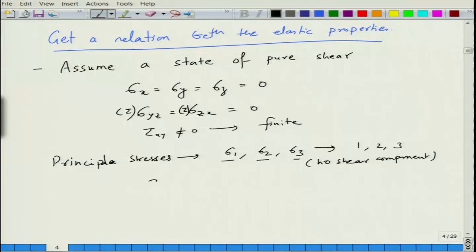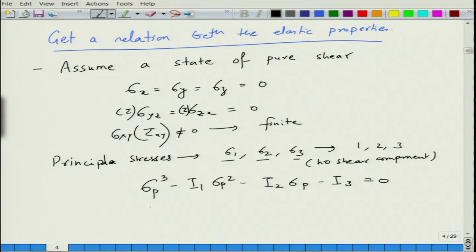So these are determined from this formula: sigma p cubed minus I1 sigma p squared minus I2 sigma p minus I3 is equal to 0, as we have seen earlier, and these I's are nothing but stress invariants. You can calculate the stress invariants from the formulas in the previous lecture, and if you put in these values of sigma x, sigma y, sigma z, tau yz, tau zx and tau xy, we will find that sigma 1 will be equal to tau xy, sigma 2 will be equal to minus tau xy, and sigma 3 will be equal to 0.